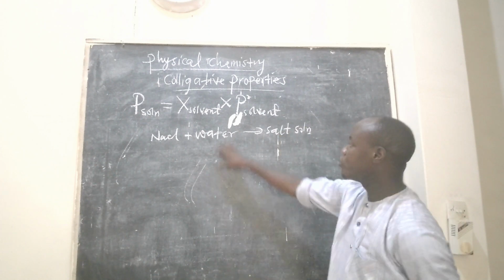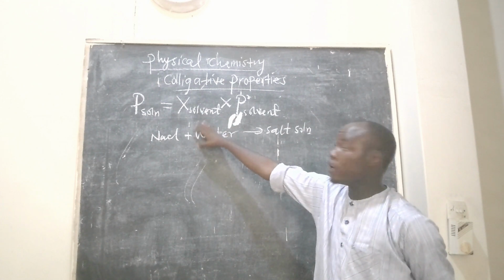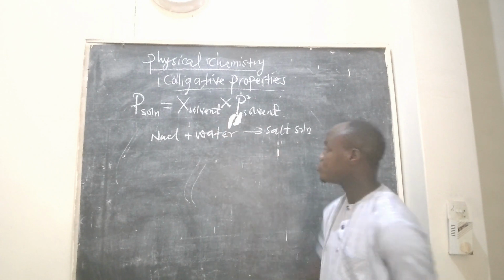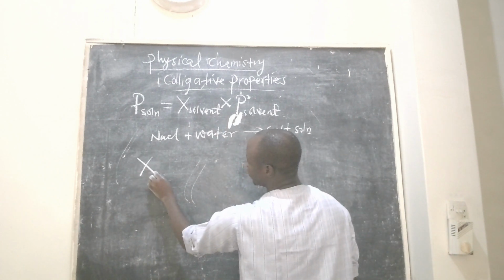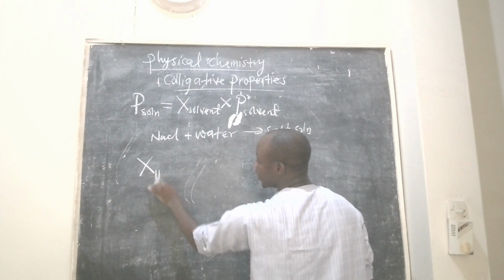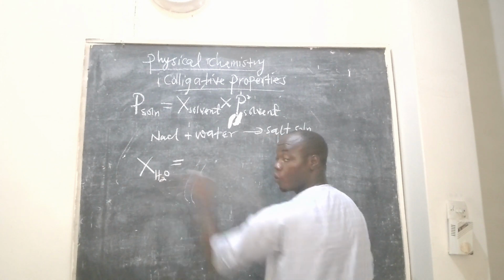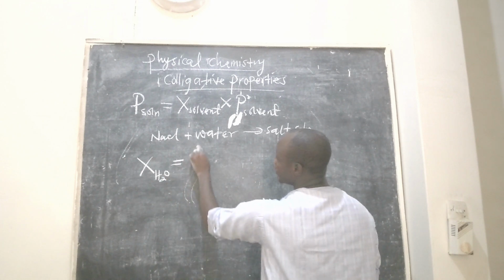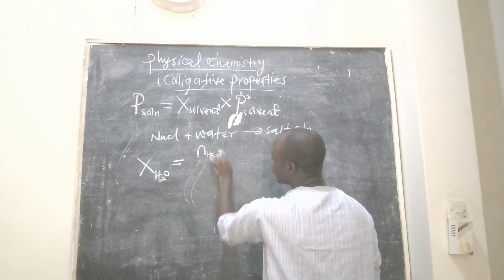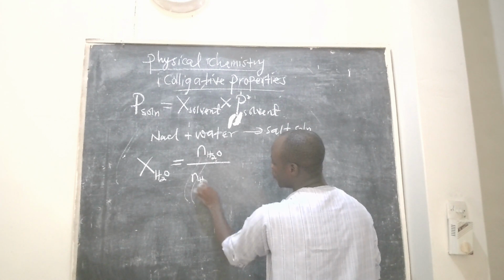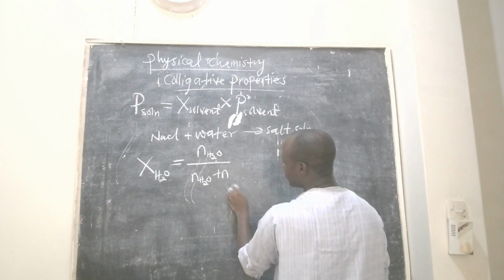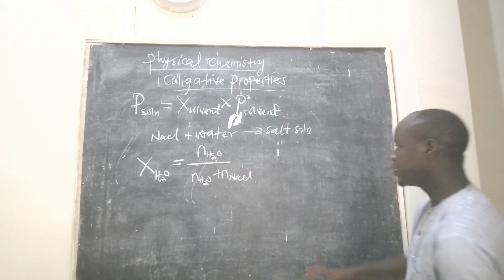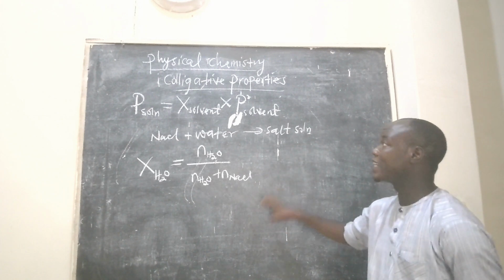And how are you going to work with this mole fraction? Our solvent here is water. So we are now going to say the mole fraction of water is equal to the number of moles of water divided by the number of moles of water plus the number of moles of sodium chloride.